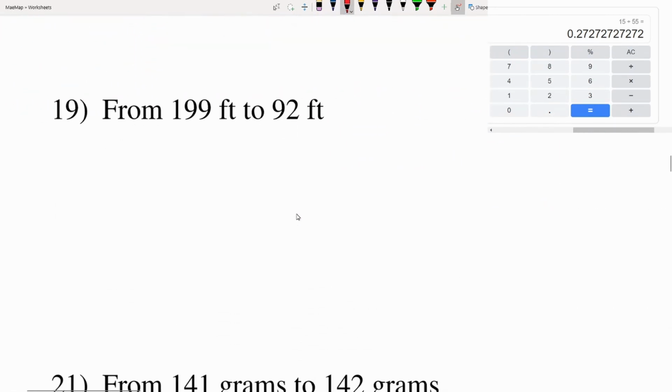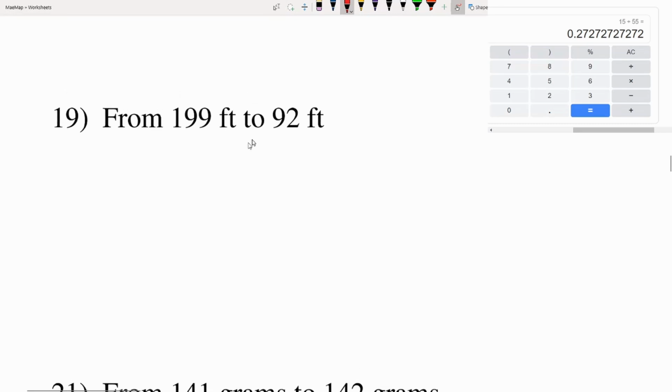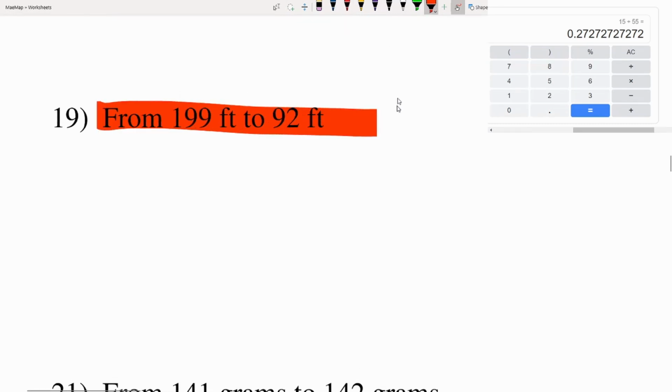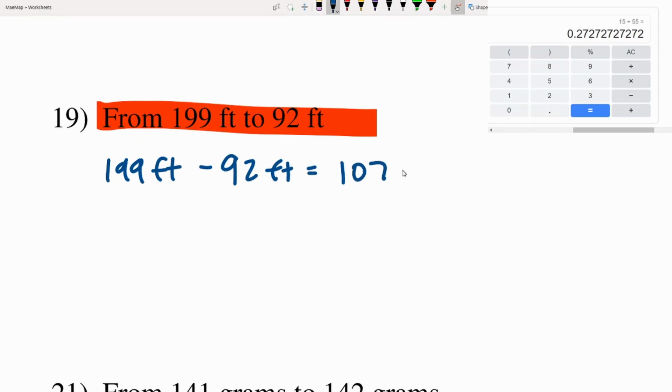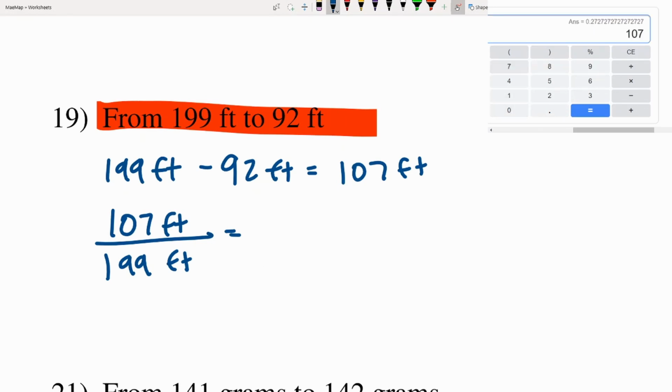Number 19, from 199 feet to 92 feet, we are decreasing. So 199 feet minus 92 feet, well, that's going to be 107 feet. So if we take that change and put it over the original, I just need to do 107 divided by 199, which gives me about 53.8%, and that's a decrease.